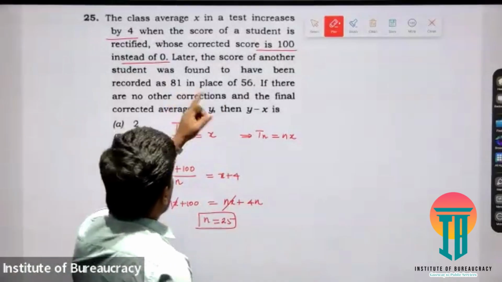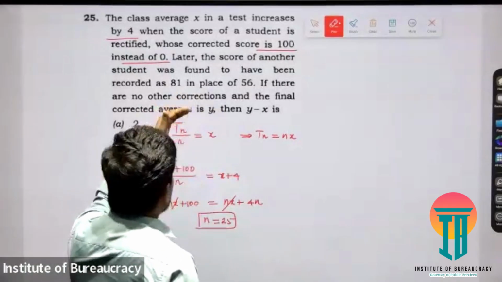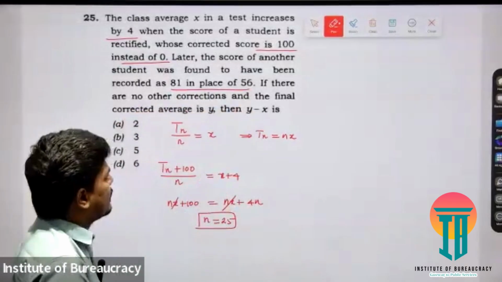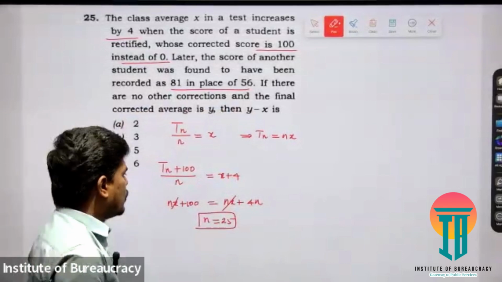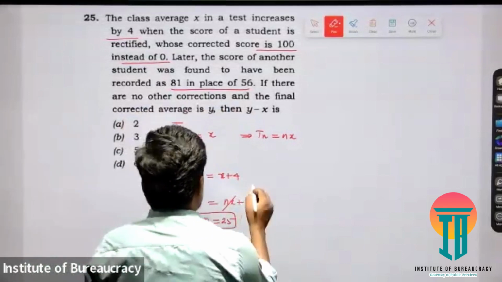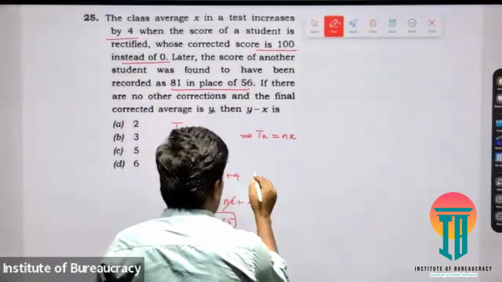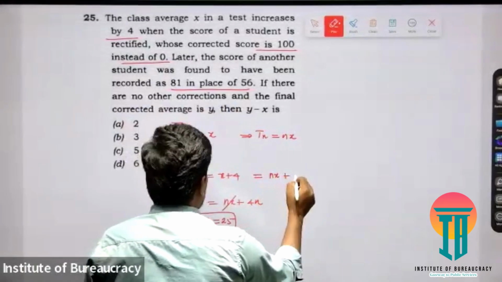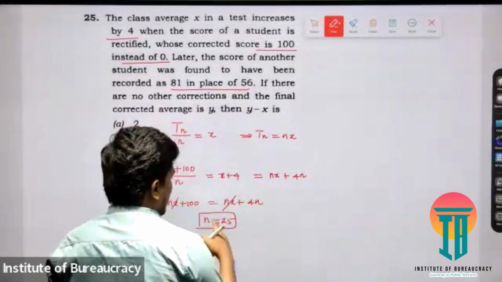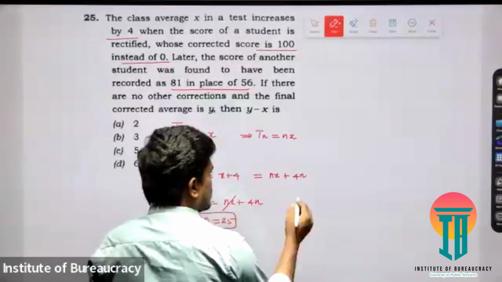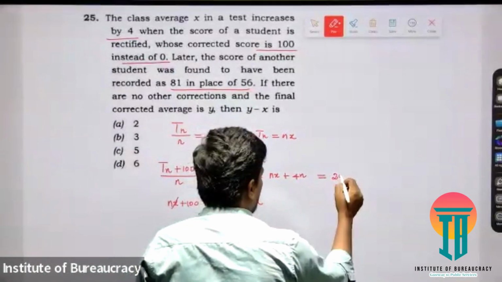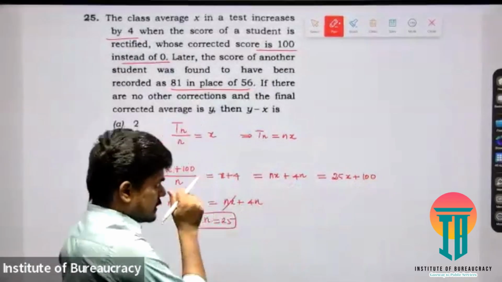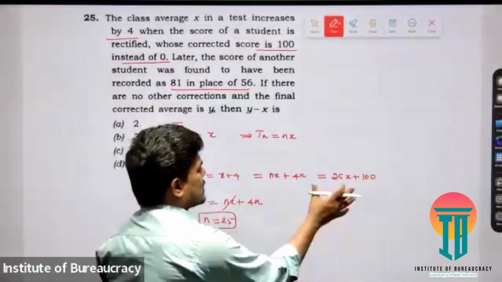What is the next one? Later, the score of another student was found to have been recorded as 81 in place of 56. The original number is 56, in the place of that 81. So from here, what is it that we have? The first rectified total is nx plus 4n. Now n is 25, so it is going to be 25x plus 100. This is 4 into 25, it is 100. This is the first time rectified total.